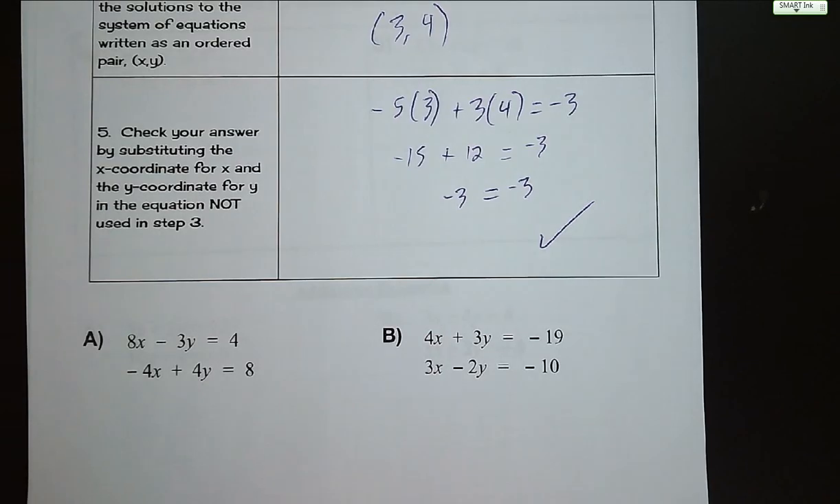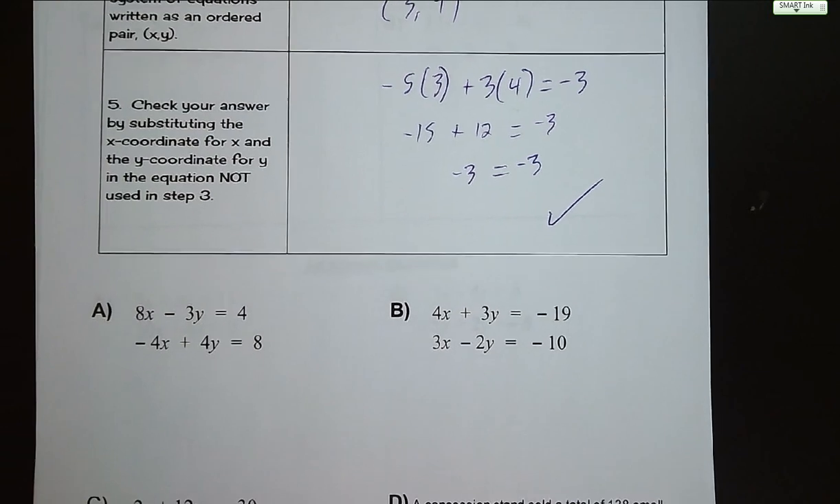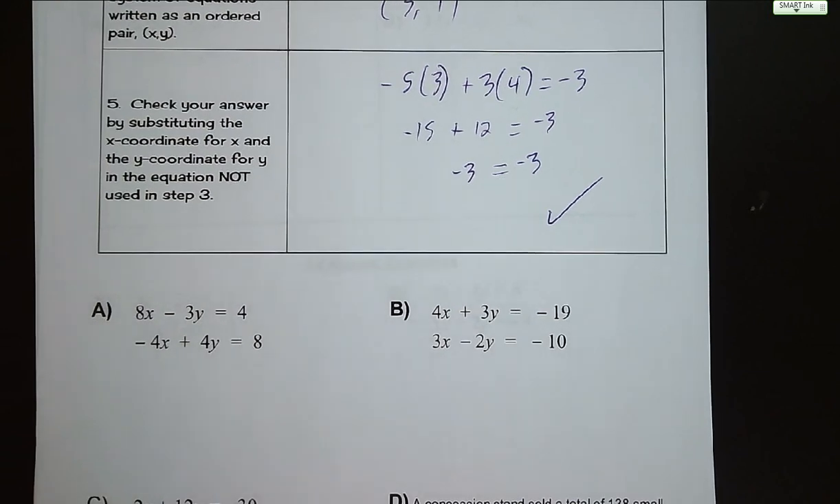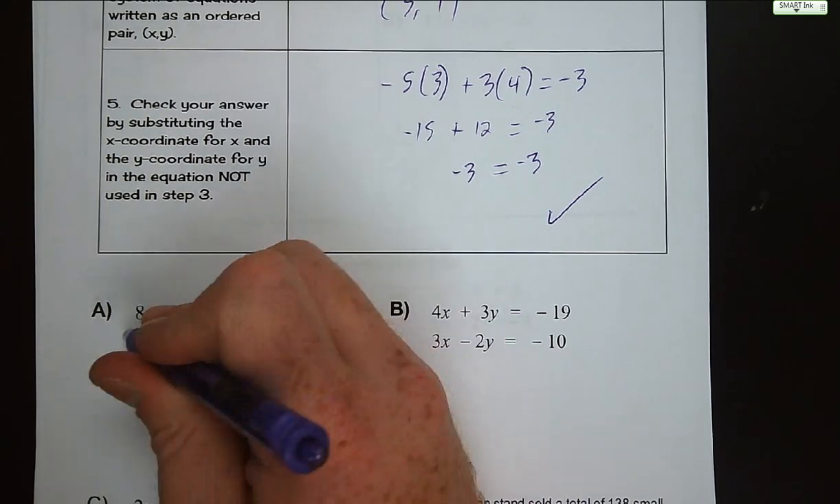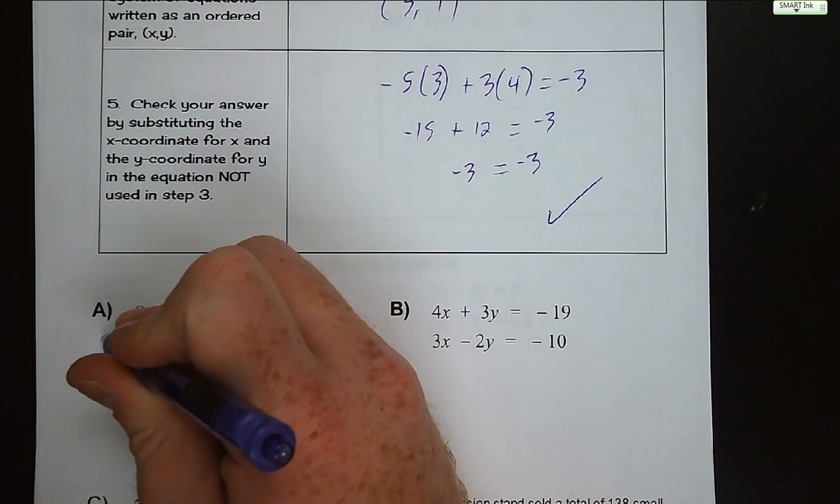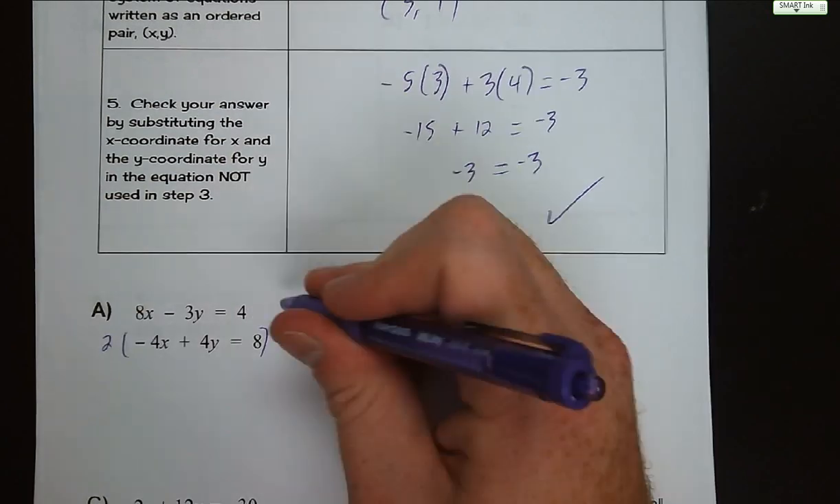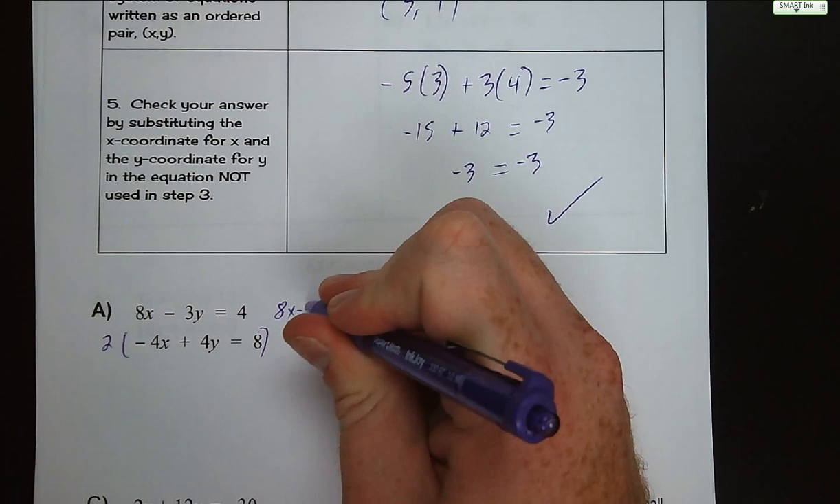So now let's take a look at letters A and B. Letter A looks like I can multiply my second equation by a positive 2 in order to have a common additive inverse. So we rewrite our equation. 8x minus 3y equals 4.